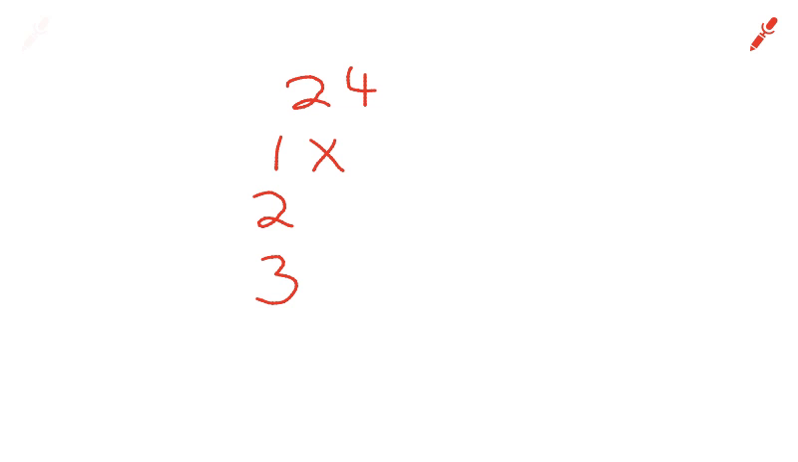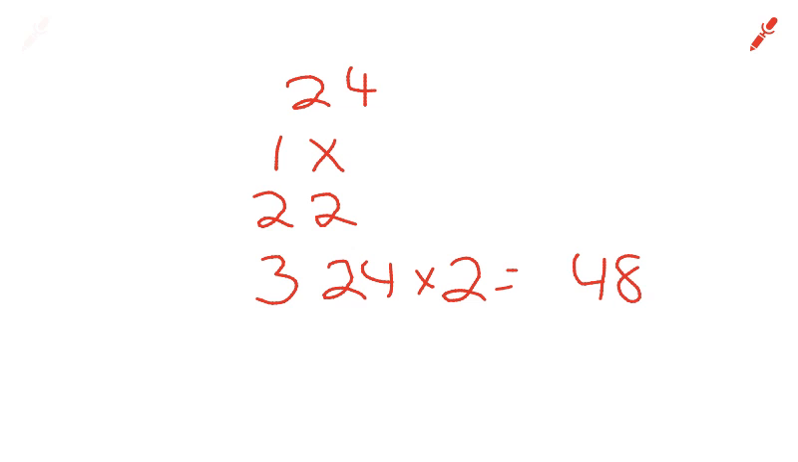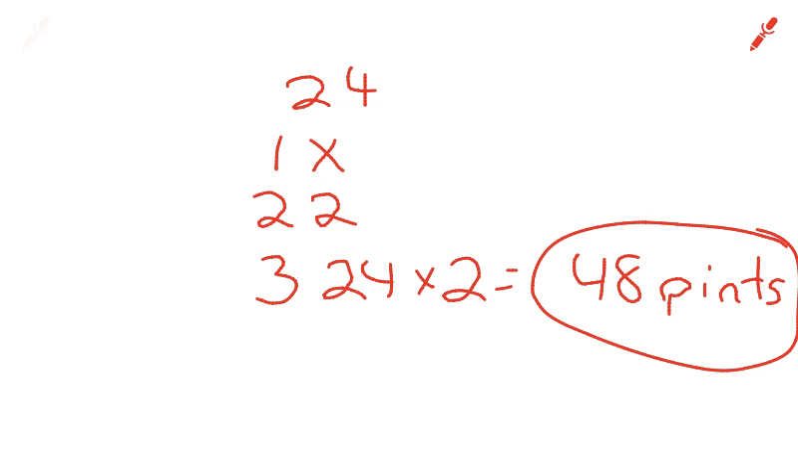How many pints are in a quart? There's 2. So for our third step, we need to do 24 times 2. 24 times 2 will give us 48. Please write 48 pints. Because I need to know 48 what? 48 monkeys? 48 ice cream cones? Nope. 48 pints.